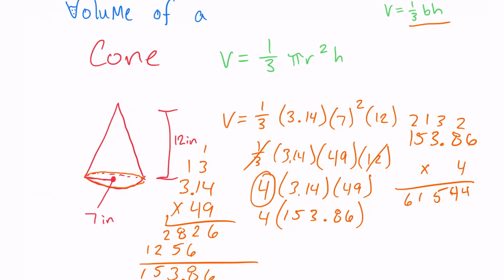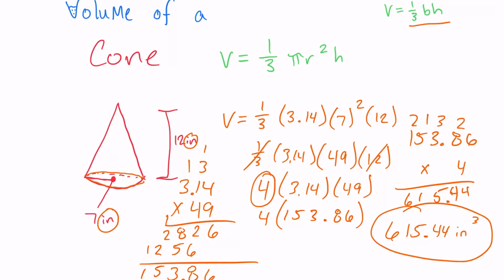Can't forget to move that decimal again 2 places, so we get our value of 615.44. And this was in inches, so it's going to be inches cubed for my solution here. And that'll be the volume of my cone. And that's how we find the volume of a cone.